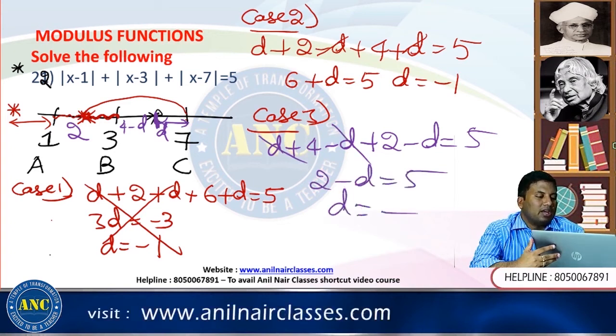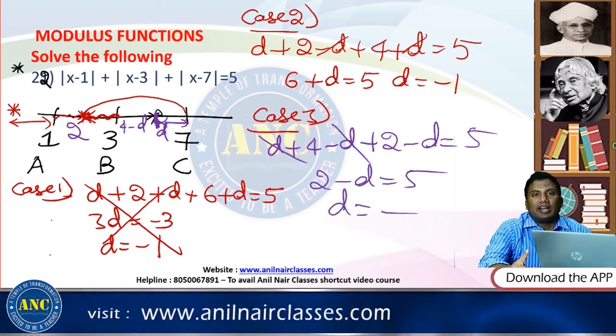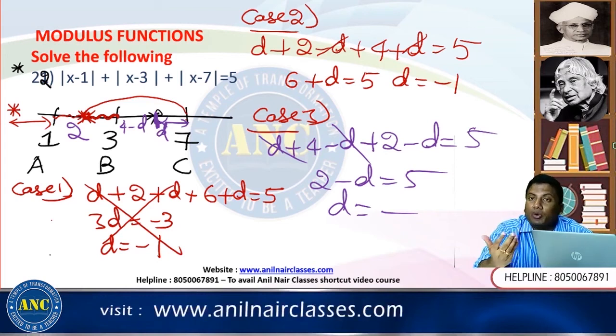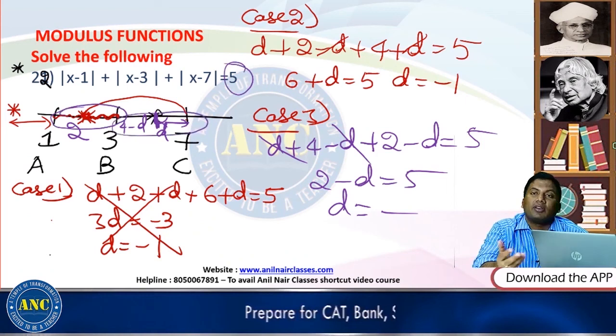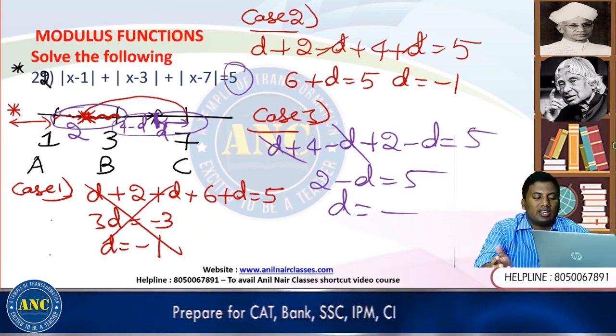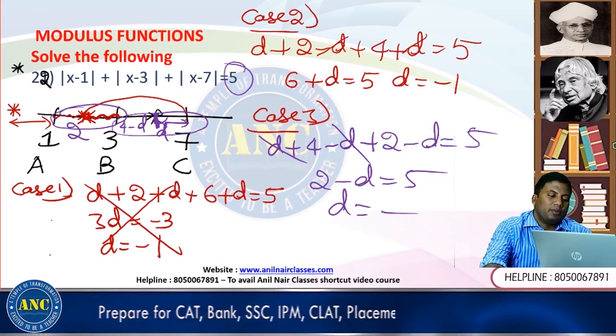D negative. The reason why I am doing it is to tell you mathematically why the in-between case is not possible. Because I can do it with a gap method. But you might ask me, sir, can you prove it mathematically? What is the gap between 1 and 3? 2. What is it here? 5. How can it be possible? 3 and 7, what is the gap? 4. What is here? 5. How can it be possible?